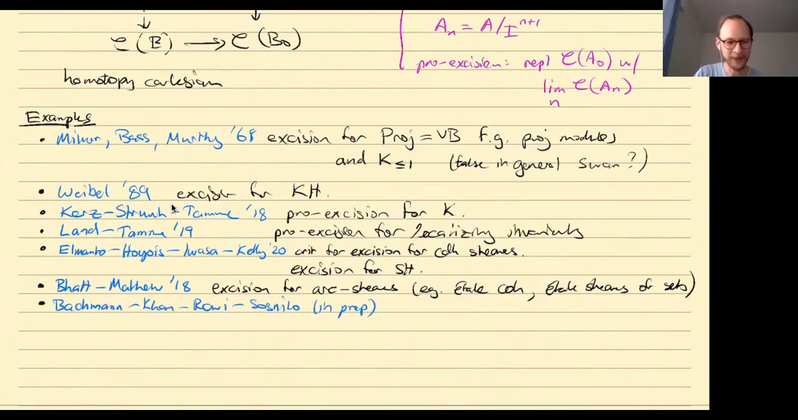probably next week. Okay, so here, this is like a categorified version of Land-Hamme. So instead of working with Milnor squares of rings, they work with Milnor squares of idempotent complete stable infinity categories.